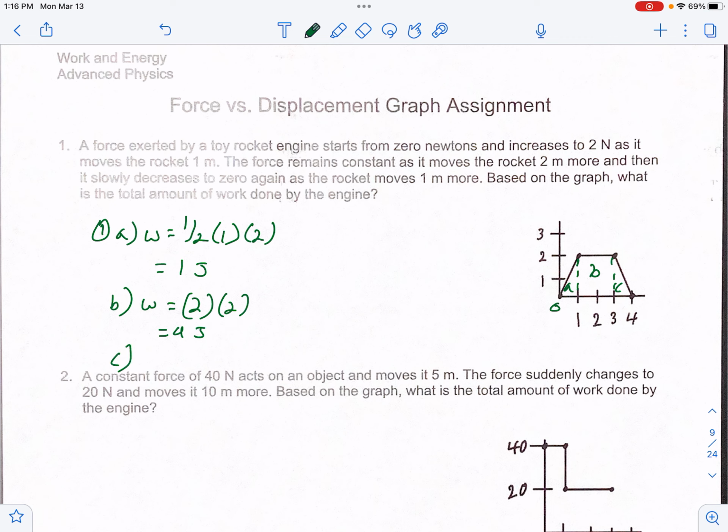Now part C is basically the same thing as part A. It's just the opposite. So I'm going to go ahead and just say that's 1 joule. Now, I want to know the total work being done. So step 2 would be the simplest part. All you got to do is just add all those up. So 1 plus 4 plus 1. That means the total amount of work being done is 6 joules.